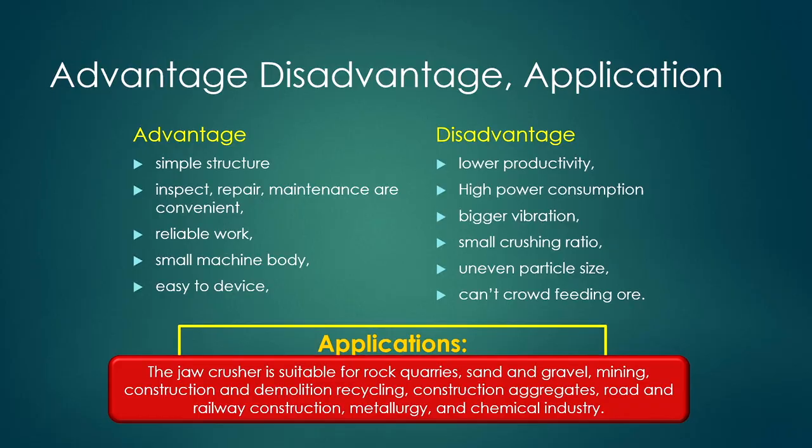Here, if we consider the jaw crusher, it will have some advantages and disadvantages. Now, what are the advantages? It has a simple structure, it is easier to inspect, repair and maintenance are very convenient, the work is reliable, and the machine body is small and easy to devise. The disadvantages are lower productivity, which sometimes happens because of material characteristics, high power consumption, bigger vibration as the main important disadvantage, and a small crushing ratio. What is the crushing ratio? That means the ratio of the final product size to the initial product size. You will see that a smaller crushing ratio is obtained, and due to that there is uneven particle size, and it cannot handle crowded feeding ore. So, these are some disadvantages.